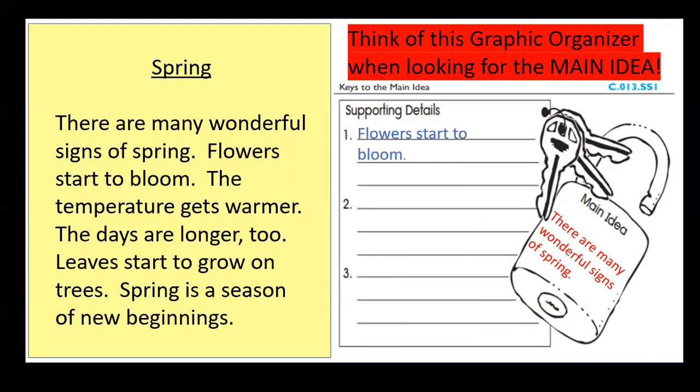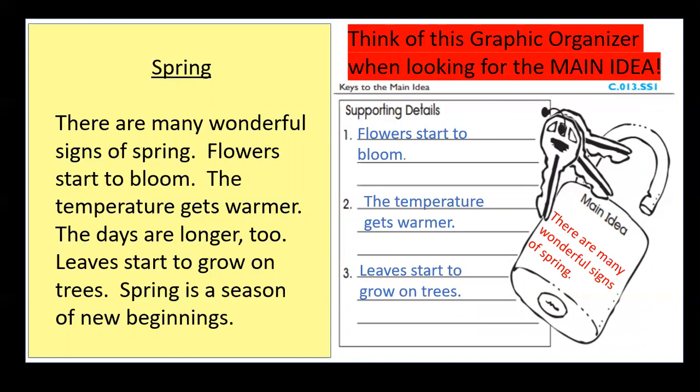Flowers start to bloom. That's the next sentence. That is a wonderful sign of spring. Another detail, the temperature gets warmer. That's a sign of spring. And let's look for another detail. If you said leaves start to grow on trees, that's another key detail that supports the whole big idea. There are many wonderful signs of spring.